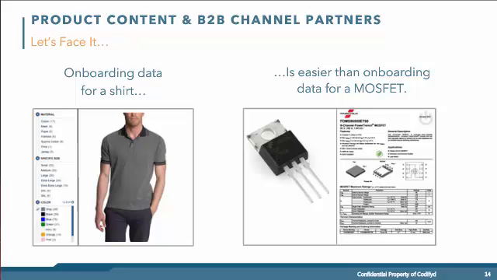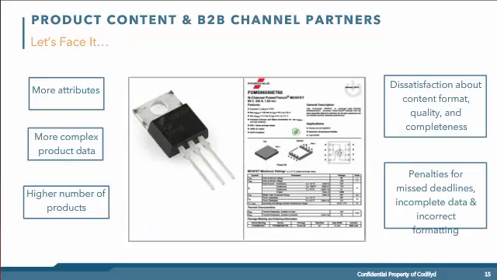Right, so the MOSFET is a far more technical product. It has far more attributes. The data that supports those attributes is more complex and more precise, typically when there's a higher number of products within the product category or product line. So if you don't get this right, you'll experience dissatisfaction about the format of the content, the quality of the content, and again, you'll start to incur those penalties.